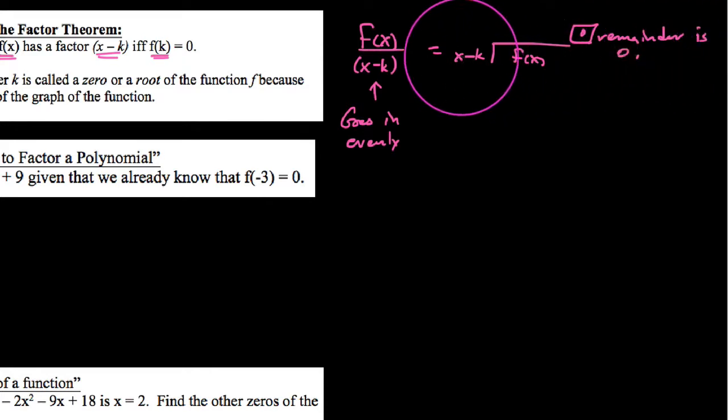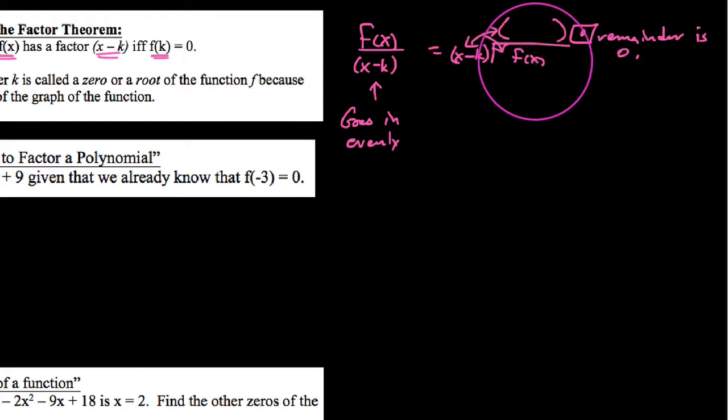So the definition of something that is a factor of another thing in the first place is that when I divide it out, it goes in evenly or it doesn't go in evenly. And furthermore, x minus k times whatever quotient we get, if we were to multiply these back together, we would totally get what we started with. So we're going to be looking for things that have remainders of 0 in order to prove that something is a factor.